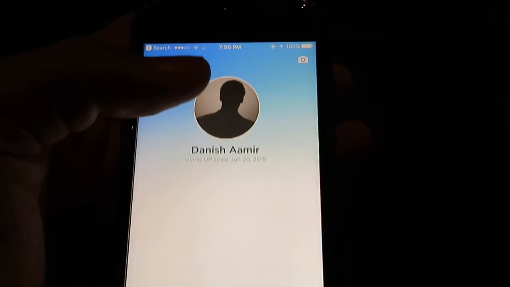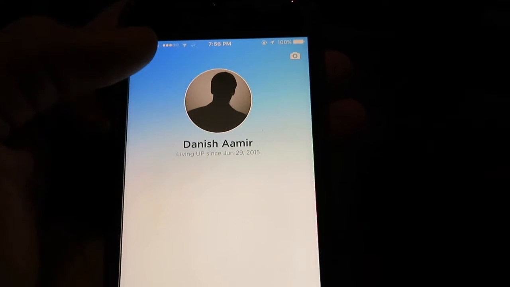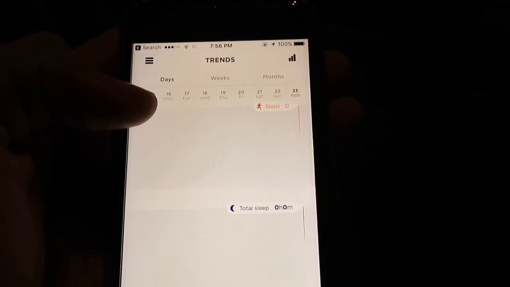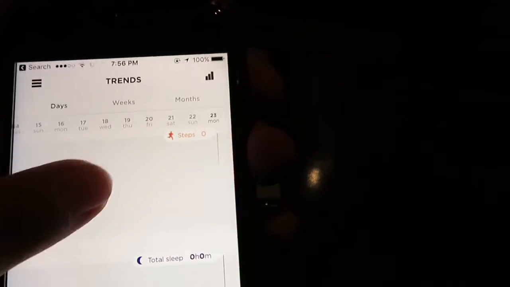June 29th, 2015. I really liked it when I got it. Also, I got it for about a third of the price, so that was fantastic. Trends, you can't see anything there. It's been so long since I've used this.